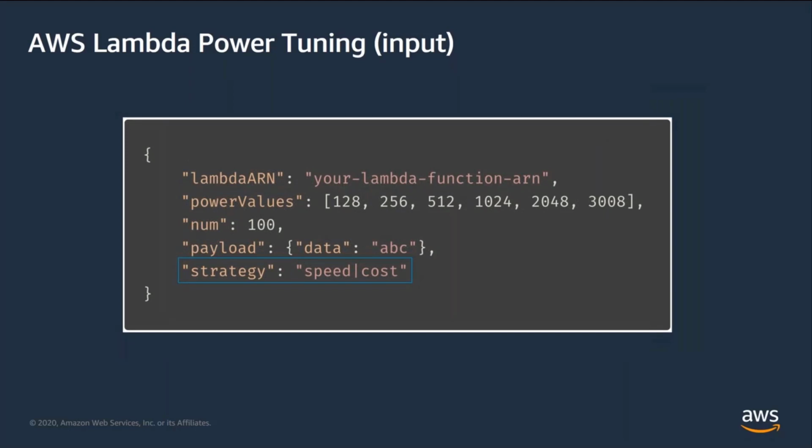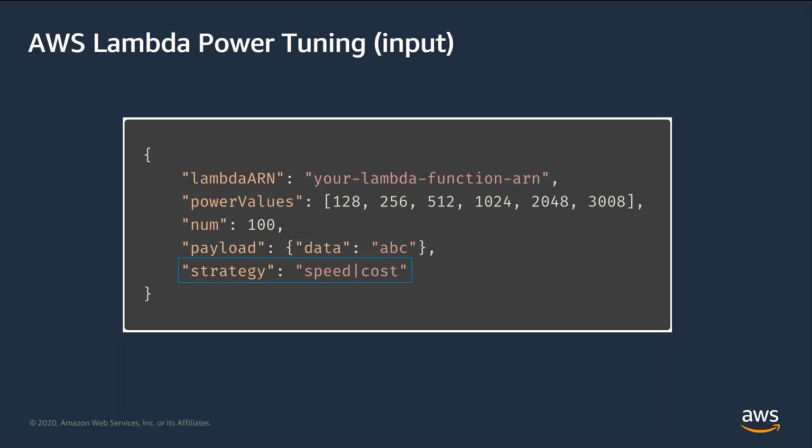Another optional parameter is strategy. This can be set to cost, speed, or balanced. The default value is cost if you don't supply a value. Now, if you use cost, the state machine will suggest the cheapest option, disregarding the performance. While if you use speed, the state machine will suggest the fastest option, disregarding the cost.